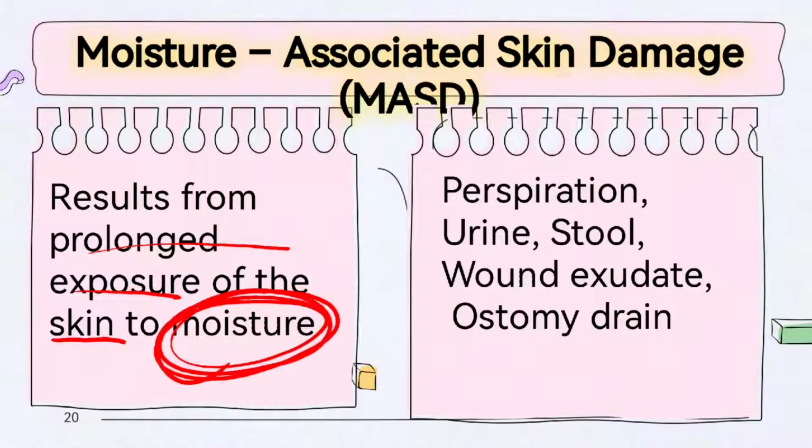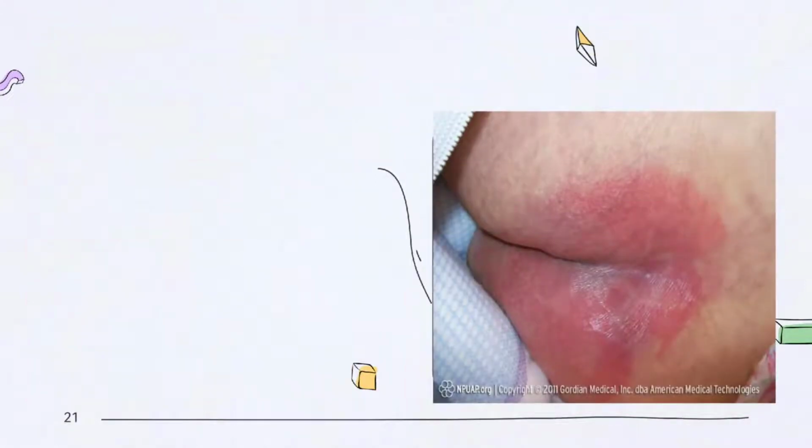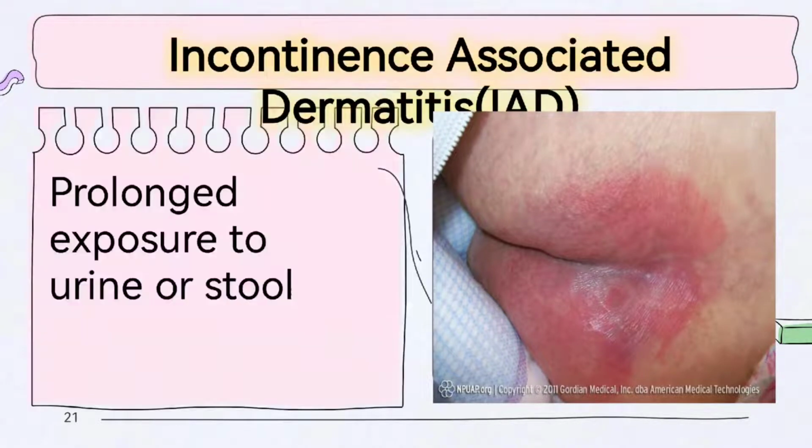Now, what are the different types of moisture that the skin can be exposed to? Here, you have your perspiration, urine, stool, wound exudates, and ostomy drain. Okay, any moisture that is exposed to the skin for a prolonged period of time, that is what we call MASD. Now, here, the first type is what we call the IAD.